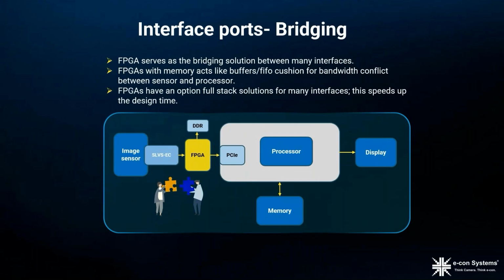This challenge can be addressed by using an FPGA as a bridge between the sensor and processor. We can also interface DDR to the FPGA to solve the bandwidth conflict between the sensor and processor. In this block diagram, the FPGA is acting as a bridge between an SLVS-EC and PCIe interface.